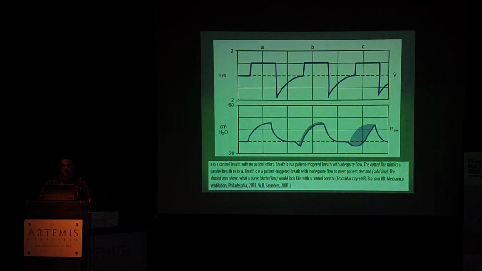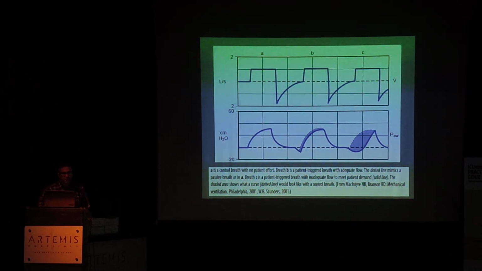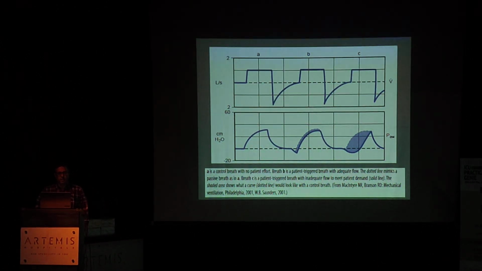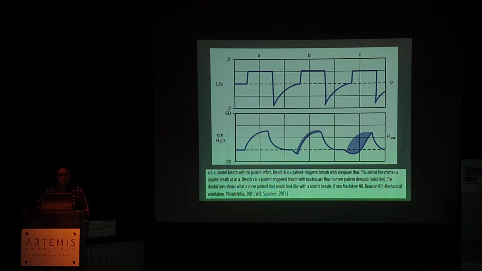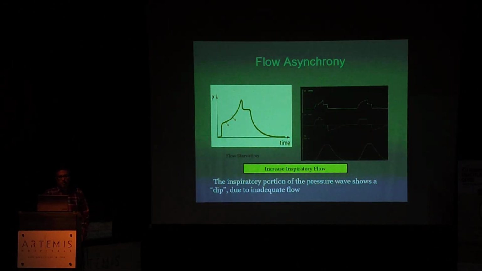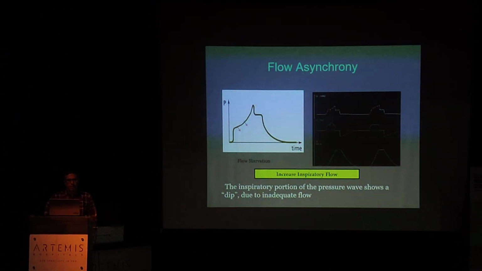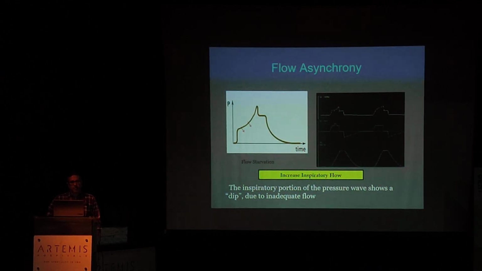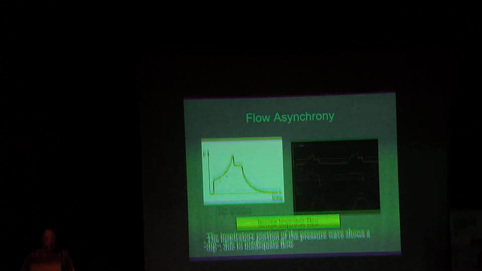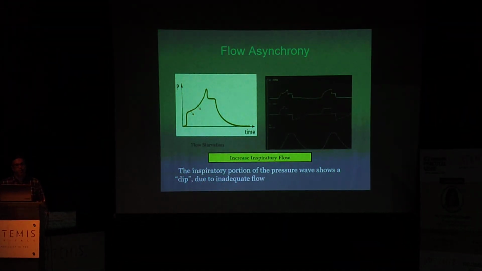Then there is flow asynchrony. As you can see in the C curve, it's a patient triggered breath with inadequate flow to meet the patient's demand. The patient's demand is not met, and this is scalloping. There is an inadequate flow. So this is a real time thing. There is a dip in the scalars, and this can also be checked in the loops. There is decreased inspiratory flow. There is scalloping in the loops also in the inspiratory form. You can see the scalloping.